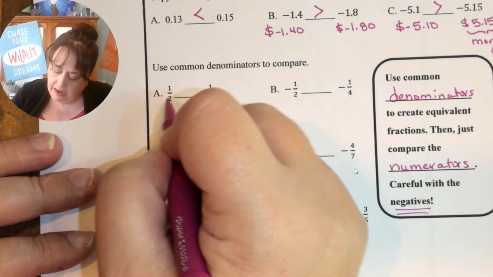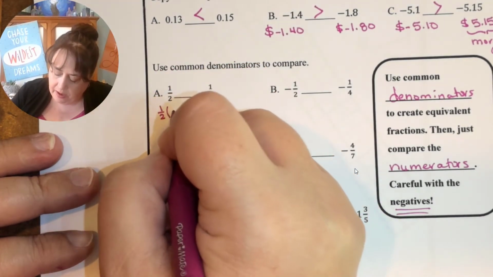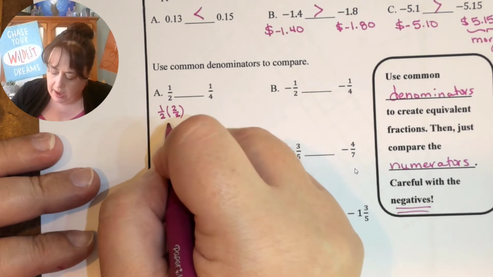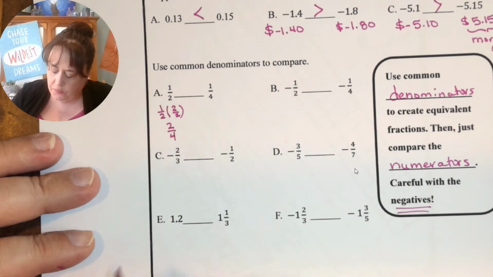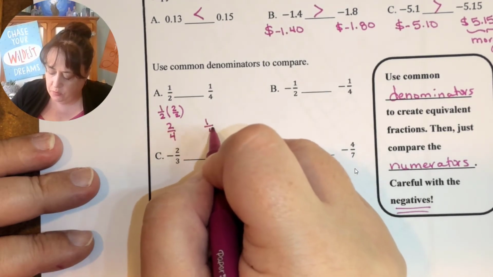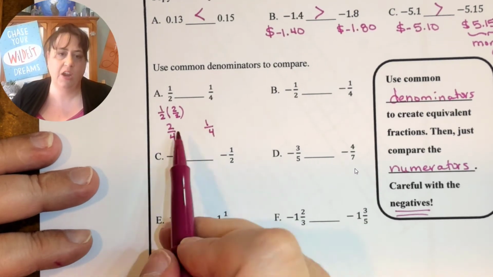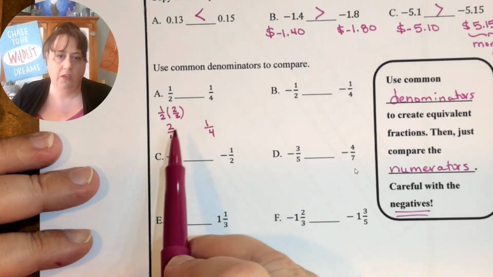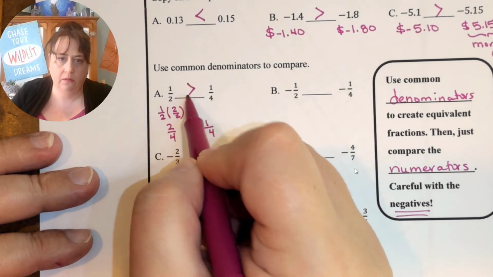So if I take 1/2 and multiply by 2 over 2, I end up with 2/4. So 2/4 compared to 1/4. Because now I just care about the 2 and the 1. So 2 is greater than 1.